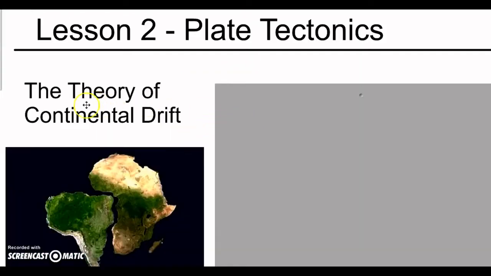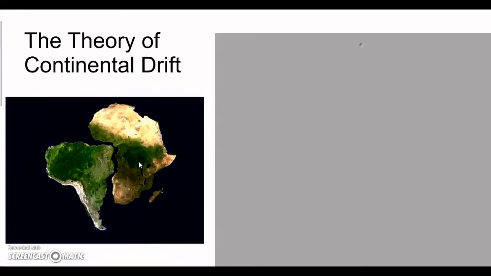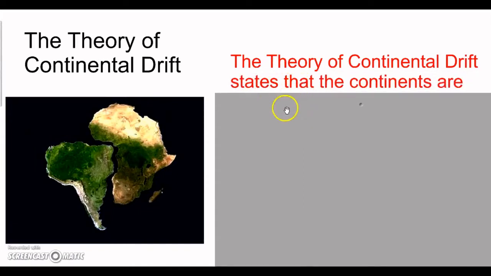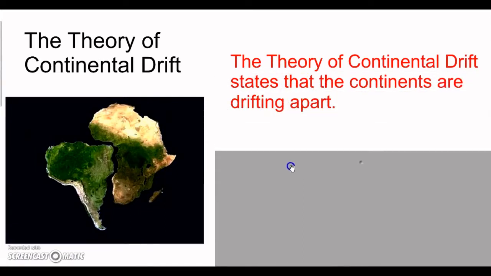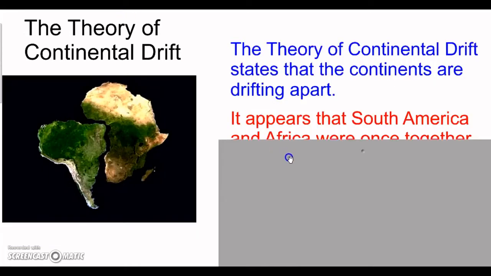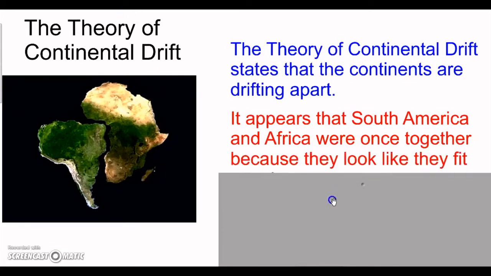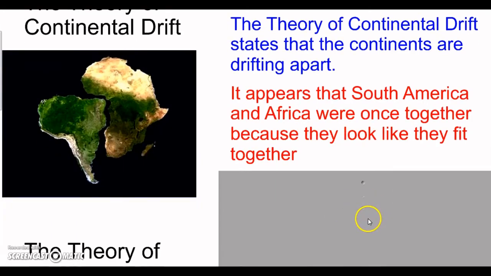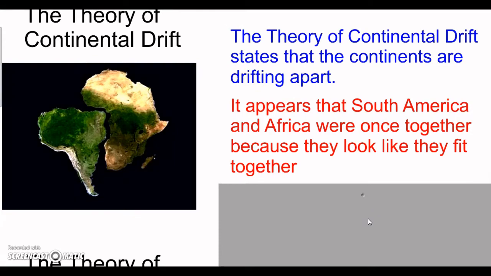That brings us to the theory of continental drift. That's the first thing we ever came up with to try to explain what we're seeing, the theory of continental drift. Okay? Now, the theory of continental drift states that the continents are drifting apart. Okay? It appears that South America and Africa were once together because they look like they fit together. And that's kind of simple. But that's the theory of continental drift.